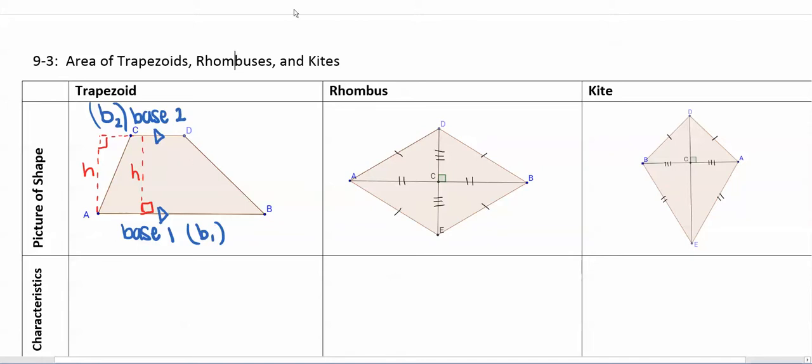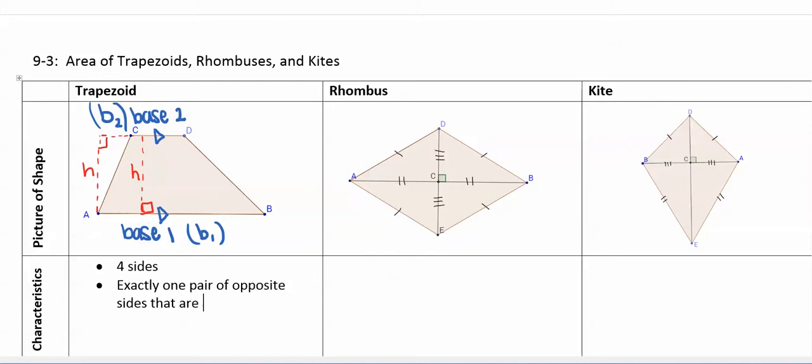Okay, so some characteristics. I'm going to type these, it's easier for me, but you can write them down. Characteristics of a trapezoid. Sorry, I keep saying parallelogram. It has four sides, and there's not that many characteristics of a trapezoid. I already mentioned them, but you have exactly one pair of opposite sides that are parallel. You can't have two, because then you just get a parallelogram. And the height is perpendicular to the bases. We should say that the pair of parallel sides are called the bases.